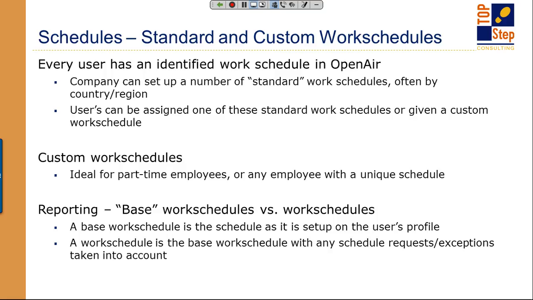The work schedule option takes into account any one-off exceptions to that person's schedule. So if they've requested a vacation day, the work schedule takes that into account and shows them as 0 hours available that day, whereas the base work schedule does not. It shows that this is their base work schedule, 40 hours a week. So when you're calculating things such as utilization, it's good to know the difference between those.